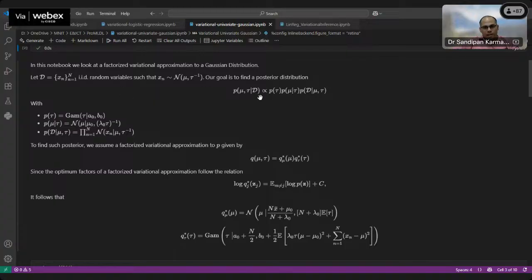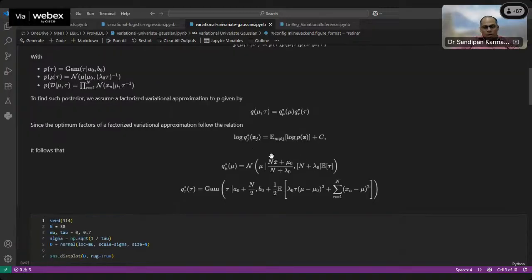The posterior of mu, tau given the data will be given as p of tau, times p of mu given tau, multiplied by p of data given mu comma tau. So p of tau has a prior distribution, as we are setting a gamma distribution. Mu given tau is again a normal distribution, and data given mu comma tau is normal with mean mu and variance tau inverse. Okay, and we have created this particular update in the distribution.